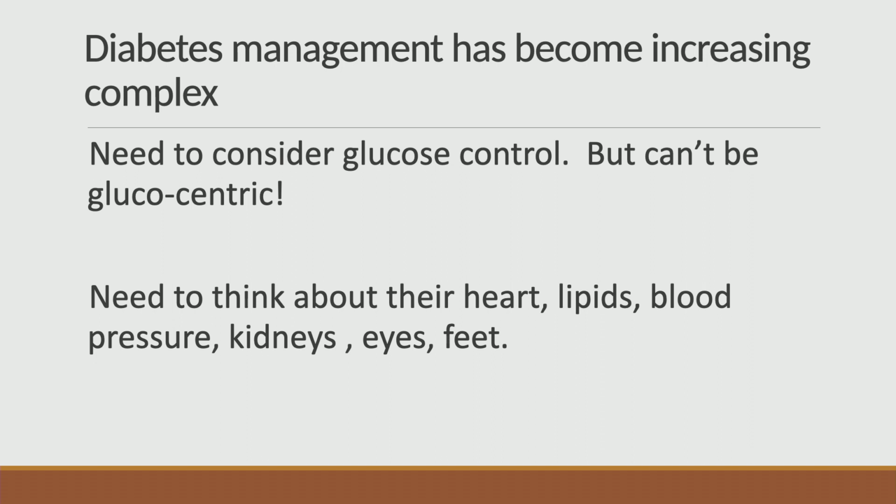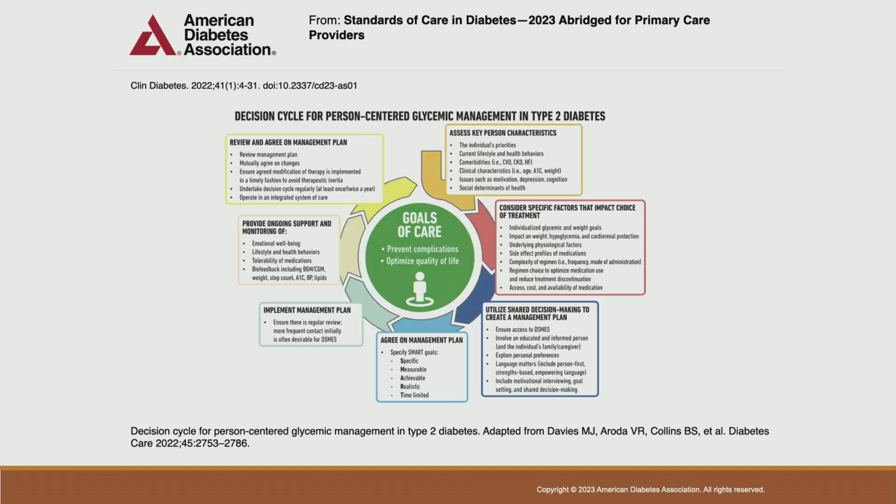So when we're thinking about this patient, we need to think beyond just glucose, and I call it glucocentric. We can't just think that their problem is sugar and getting their sugar under control. We've got to think of all of the rest of their issues, their heart, their lipids, their blood pressure, their kidneys, their feet, their eyes. And as you can imagine, that makes for a very busy clinical visit.